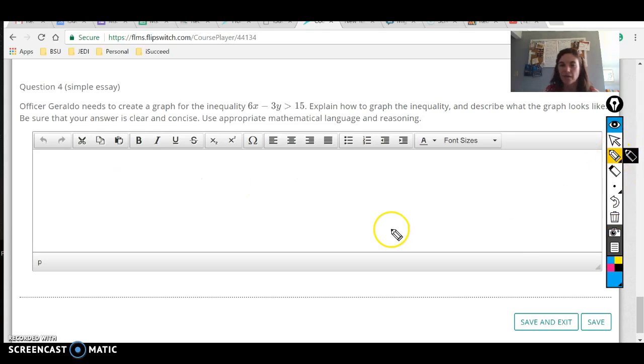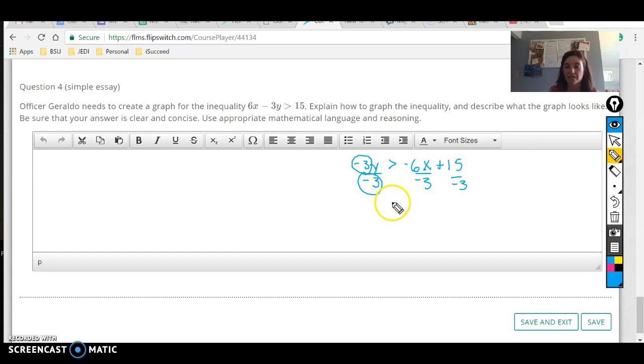So when I do that, this one is a little bit tricky. I'm going to go ahead and subtract 6x from both sides. So I get negative 3y is greater than negative 6x plus 15. Okay. Now, in order to solve and isolate y all by itself, I need to divide by a negative 3. Okay. Here, we are dividing by a negative 3 in order to isolate this variable y.